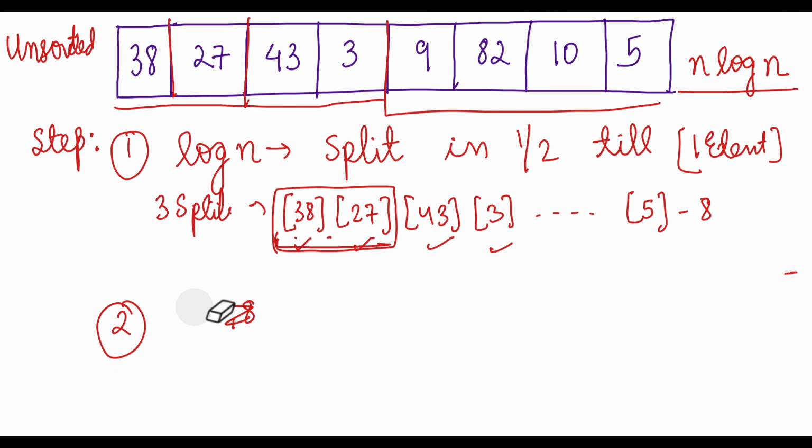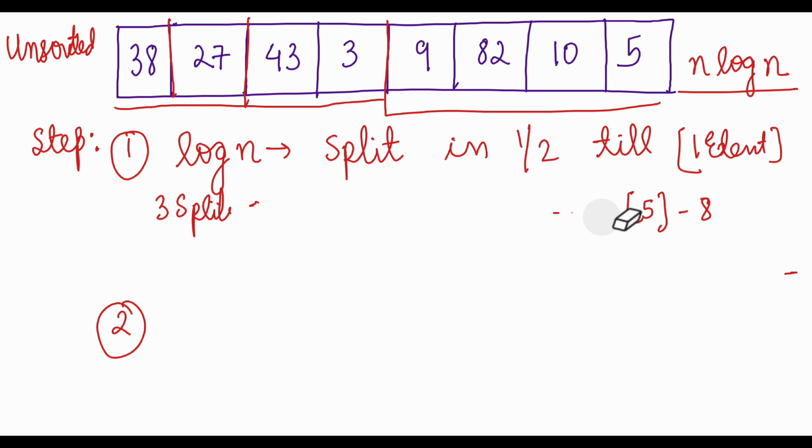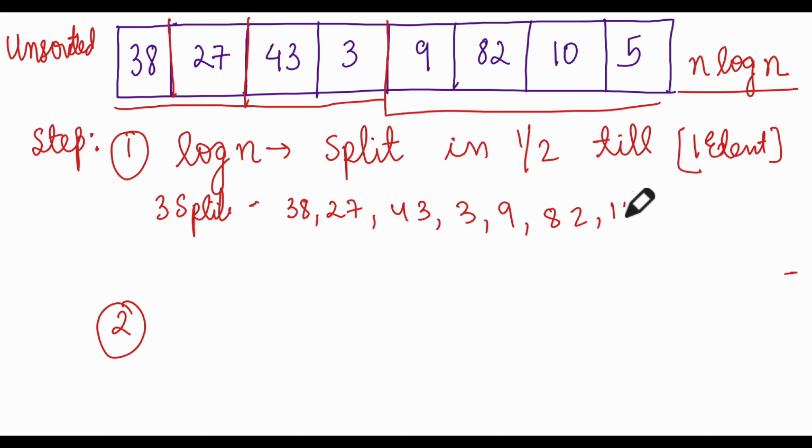So let me just show once again. Let me just clear it once again to explain what I mean. So what will be happening here? Initially, you took your data and split it into multiple lists: 38, 27, 43, 3, 9, 82, 10, and 5. Okay, you have split it into this.